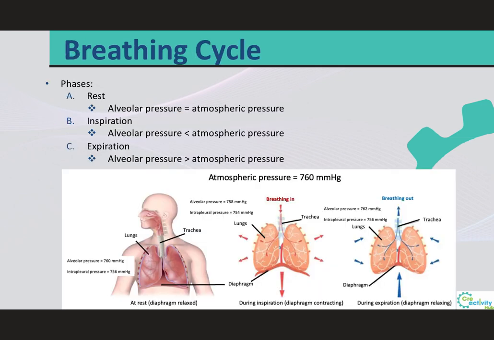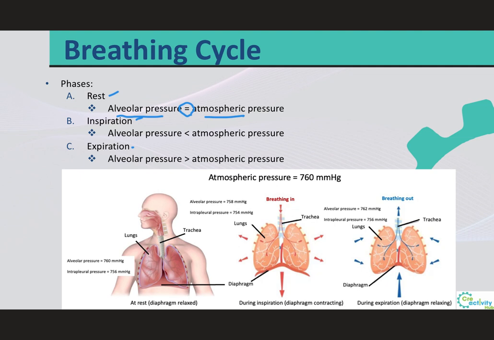Now, our respiration or breathing goes through cycles, and there are 3 phases to this cycle, which are the rest, inspiration, and expiration phases. First, this rest phase is actually very short, and during this phase of the breathing cycle, the alveolar pressure is actually equal to the atmospheric pressure. And because a pressure gradient does not exist between the atmosphere and the alveoli, then the air does not flow into or out of the lungs.